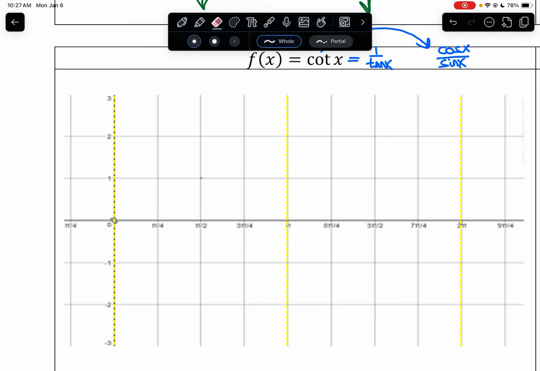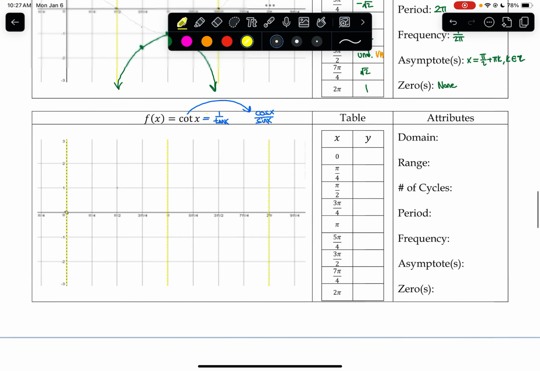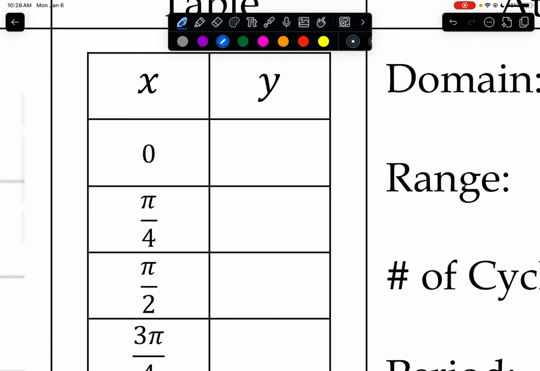Okay, so now that we know where the asymptotes are, now I can actually go over here, fill out the table, and then wherever you see the asymptotes, that's where it's going to be undefined. All right, so this is the reciprocal of tangent. So you can take some time, you can find out what those values are going to be when you just do the reciprocal of your tangent values, but I'm going to kind of spoil it.